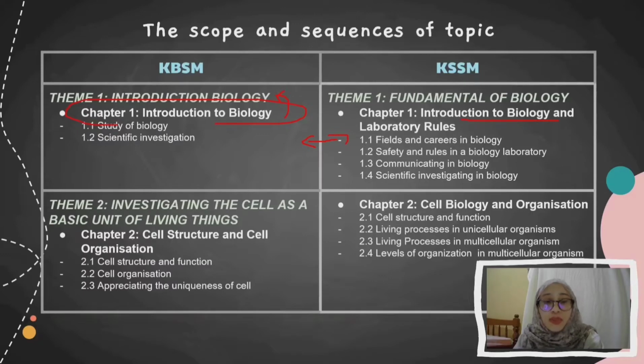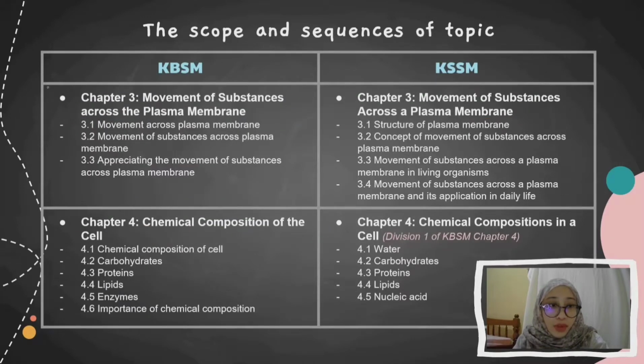Okay, now let's move on to the second chapter of both syllabuses. Under KBSM, the second chapter is called Cell Structure and Organization, and the second chapter of KSSM is Cell Biology and Organization. Similar to the first chapter, there are no significant differences between these two chapters. Now let's move on to chapter 3. From the title, you can see that there are also no significant changes in both chapters.